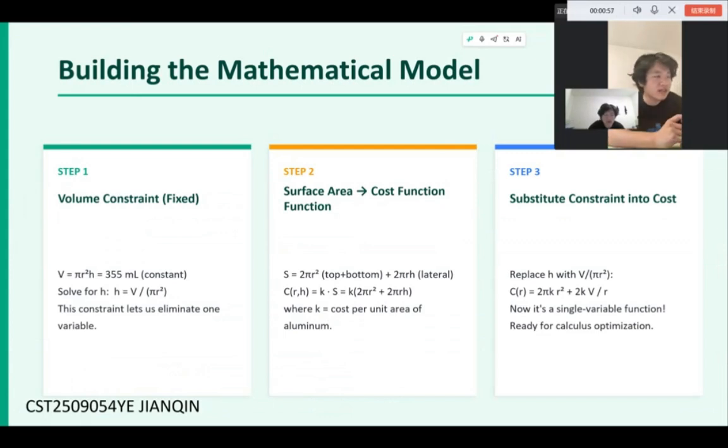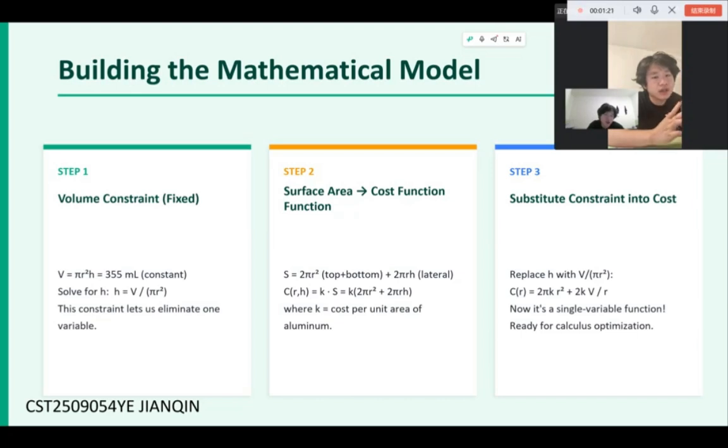First, we write the volume constraint: V equals pi r squared h equals 355 milliliters. It is a constant. And then we express the height as V divided by pi r squared. This constraint lets us eliminate one variable later.